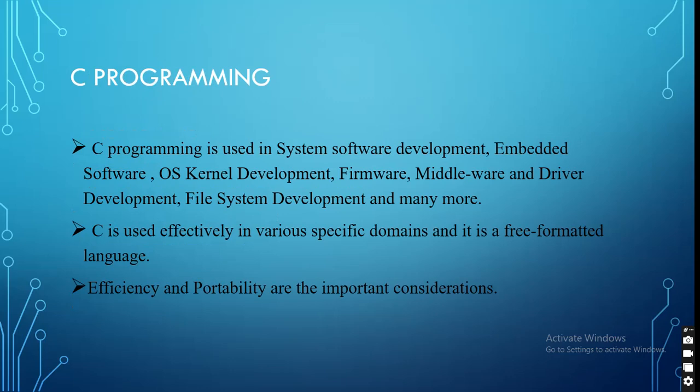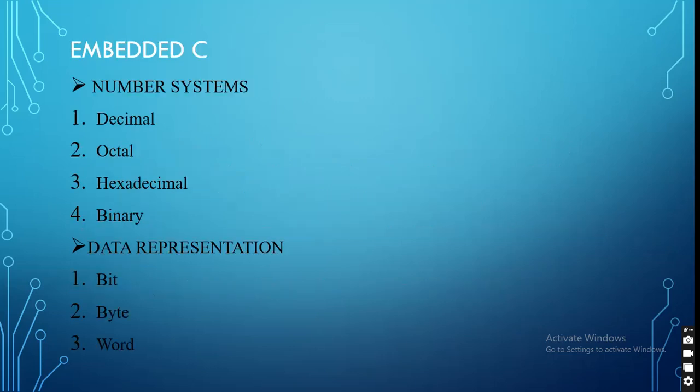Further proceeding, C programming. C programming is a general purpose programming language. It can be used to develop software like operating systems, databases, compilers, and so on. Embedded C. Embedded C is an extension of the C language and it is used to develop microcontroller based applications. Embedded C is a fully hardware dependent language. Embedded C is OS dependent.